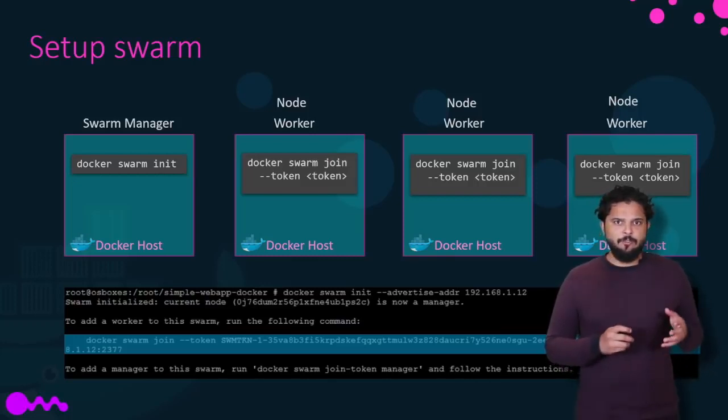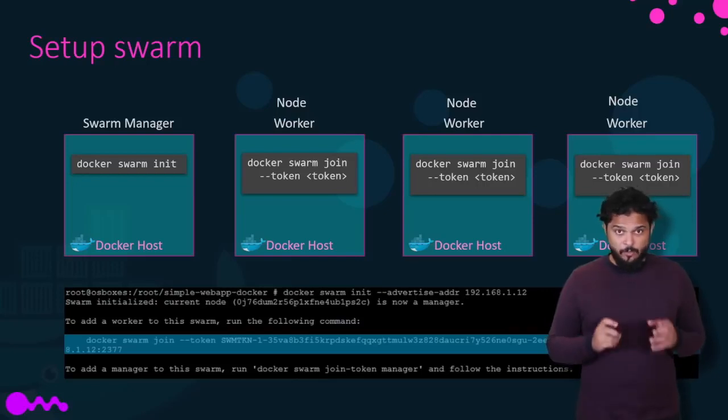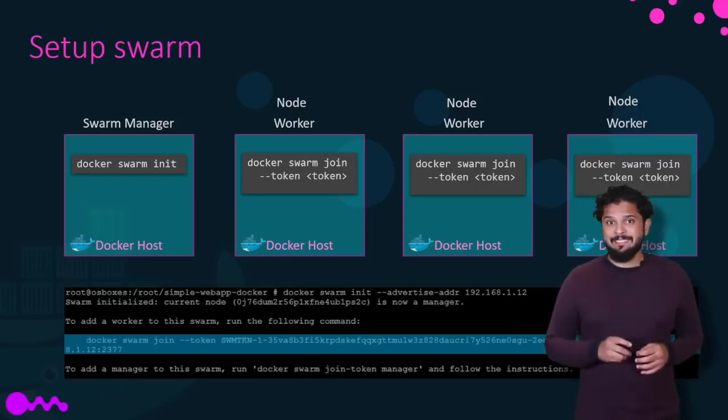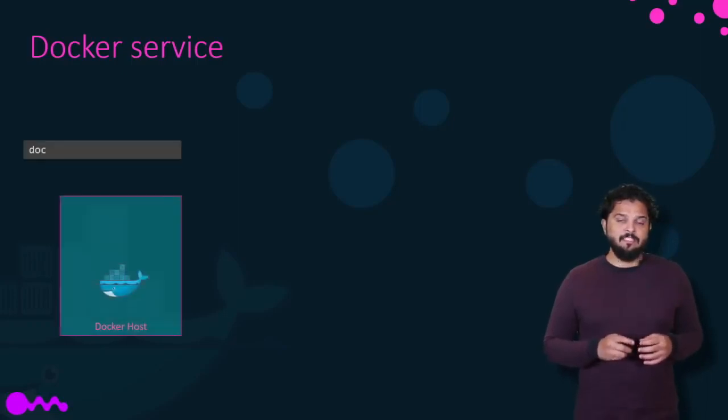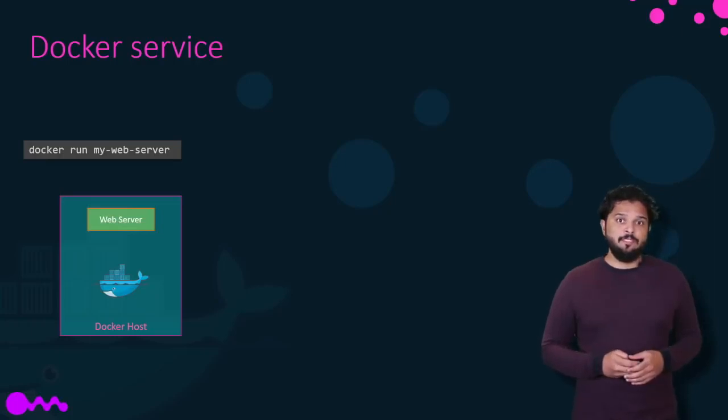So let's get into some more details. As you already know, to run an instance of my web server, I run the docker run command and specify the name of the image I wish to run. This creates a new container instance of my application and serves my web server. Now that we have learned how to create a Swarm cluster, how do I utilize my cluster to run multiple instances of my web server?